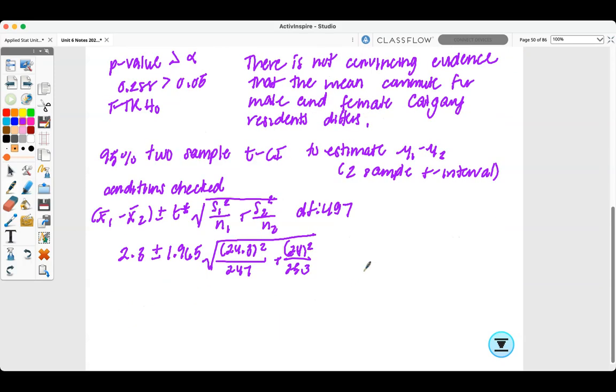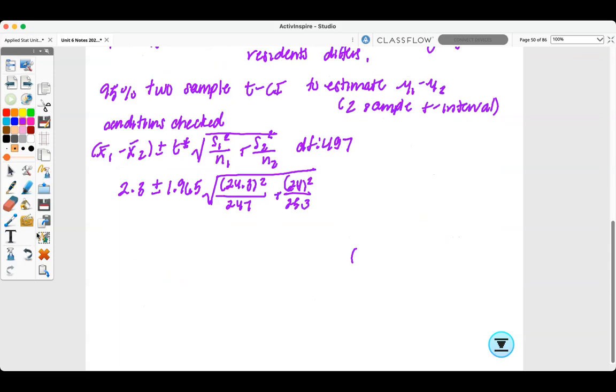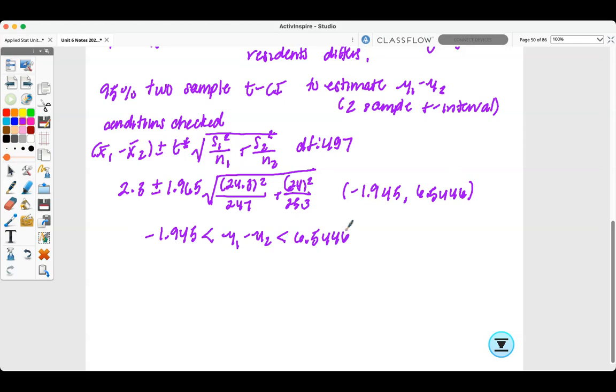And that would give me a confidence interval of negative 1.945 to 6.5446. So that means negative 1.945 is less than or equal to mu1 minus mu2, which is less than, just less than, not less than or equal to, 6.5446.